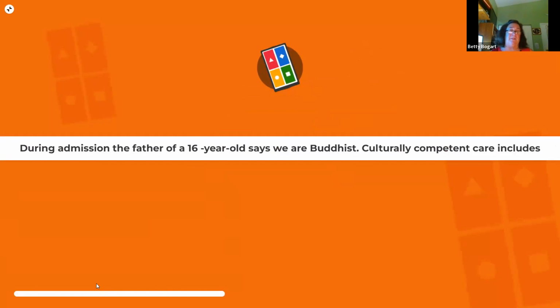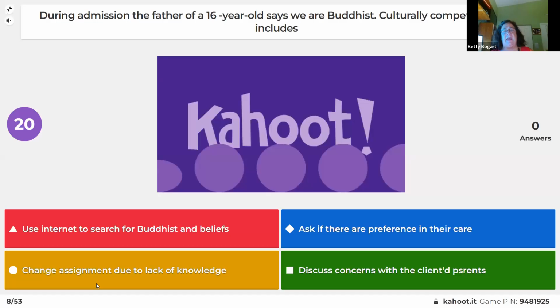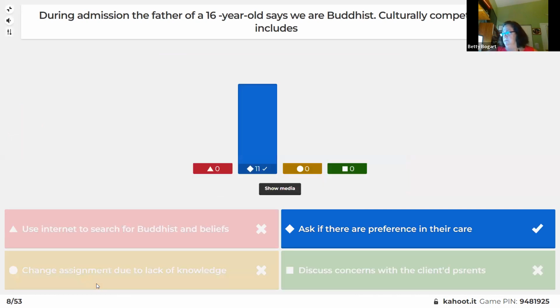During admission, if the father of a 16-year-old says, we are Buddhist, culturally competent care includes what? Well, if they say they're Buddhist, how would you respond to that? So always, if you don't understand something, you will get more respect from the child, the parent, the adult, it doesn't matter, more respect by asking than trying to assume.